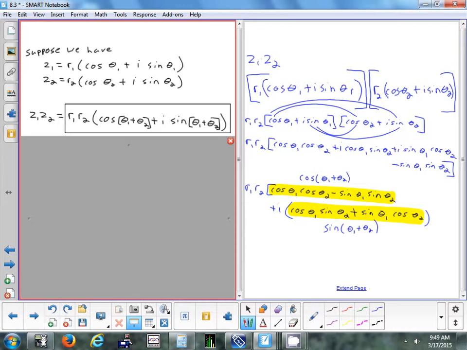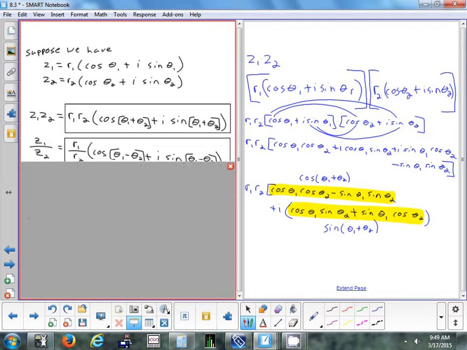You don't need to use conjugates. You don't need to FOIL. You don't need to remember i squared is -1. None of that. Okay? Just take the two radii and multiply them. Take the two angles and add them.